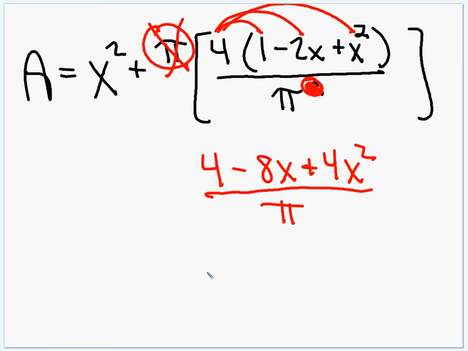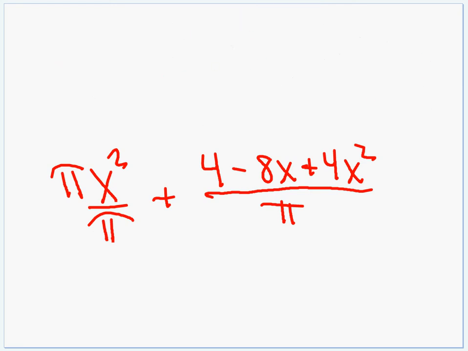And let's see here. We've still got this x squared out. Let's give it the common denominator. So we've got an x squared over 1. Let's make it pi x squared over pi plus, so that way we can put it all over one big denominator.